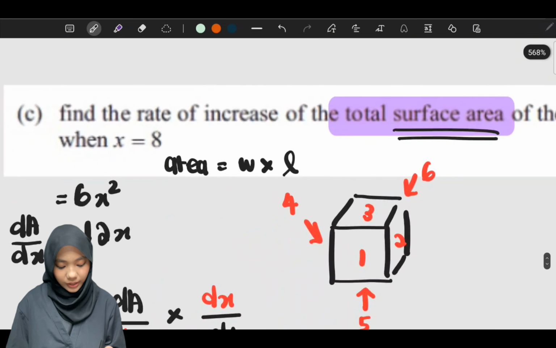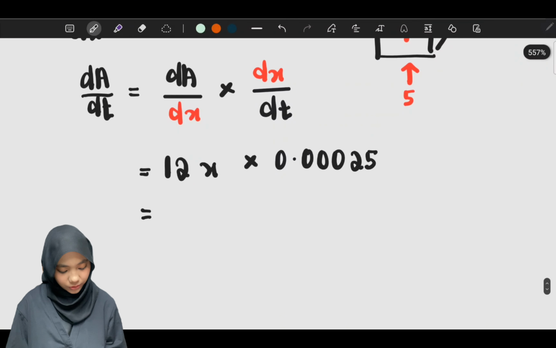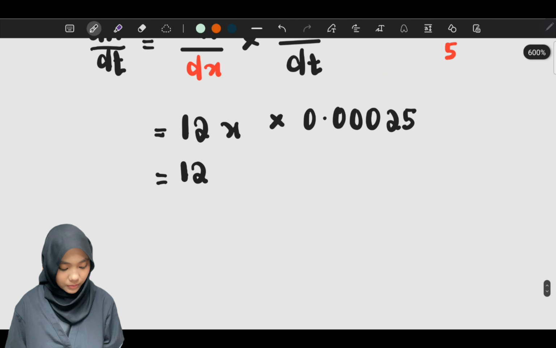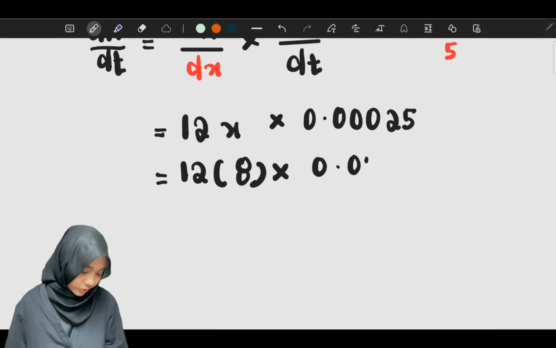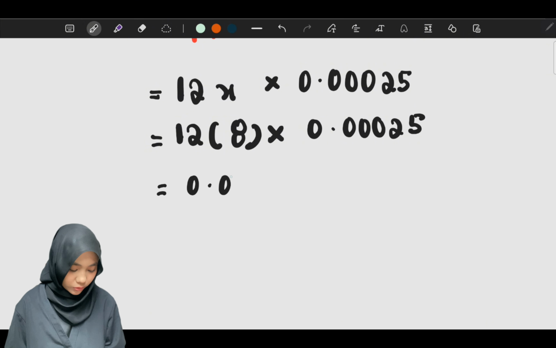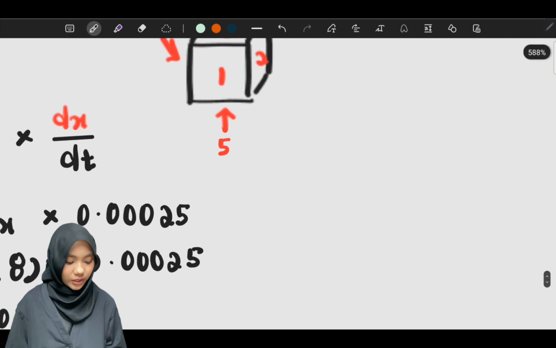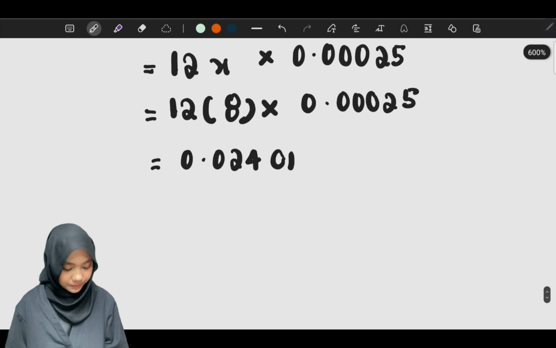The question given x equals to 8. So kita just sub in x tu kat sini. 12 masuk ke 8 and times with 0.00025. And then kita calculate dia. Dapat 0.024. The unit is, dia dah bagi kat sini, centimeter square per second.